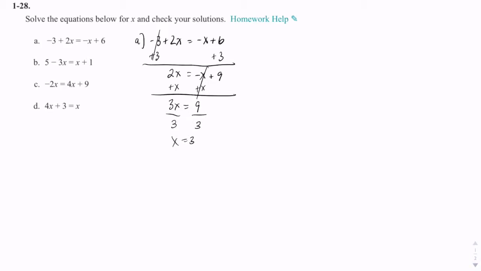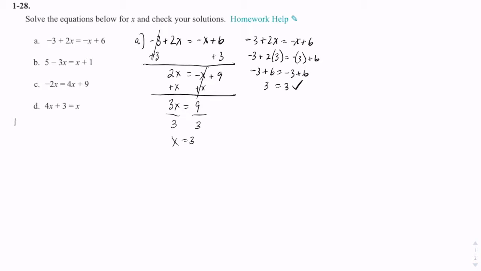Now to check this, what would we do? We would go to the original equation, negative 3 plus 2x equals negative x plus 6, and we would substitute in a 3 for x, right? So on the left, I have negative 3 plus 6 equals negative 3 plus 6. You could already see that that works, right? But negative 3 plus 6 is 3 equals 3. And it works because the left-hand side equals the right-hand side. I'll leave the checks for you for the future ones, but you can see what a check means.